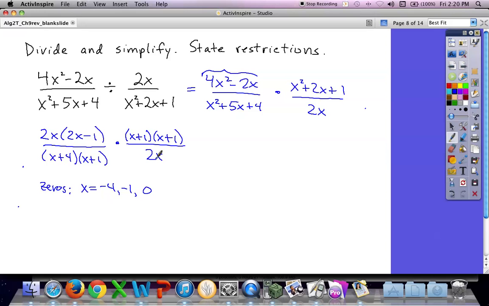Okay, and now we can cancel. And what cancels? X plus 1 cancels one of the x plus 1s, not both. 2x cancels 2x. And what's left is 2x minus 1 times x plus 1 over x plus 4. And our restrictions are that x not equal negative 4, 0. Right.